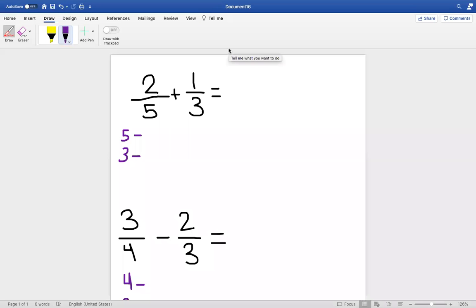Good morning, guys. So for today's lesson, we are just going to do a quick review of adding and subtracting fractions that have unlike denominators.